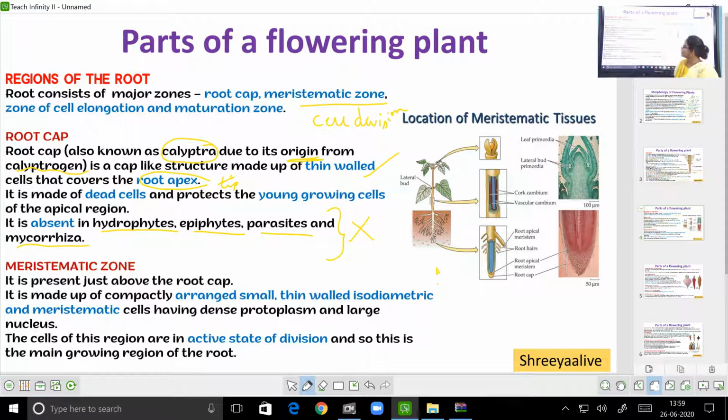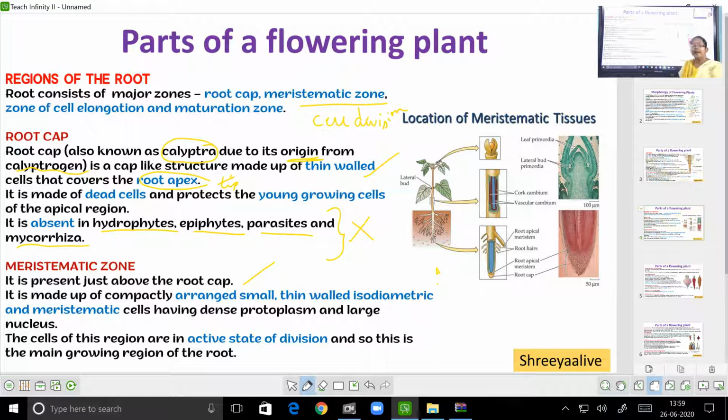They are completely absent. Then, following the root cap region, we have the meristematic zone. Okay, what is this meristem? The main function of meristem is, meristems are those cells which are always in the active state of cell division. They will be just actively dividing and dividing. So this is the region which is present above the root cap.